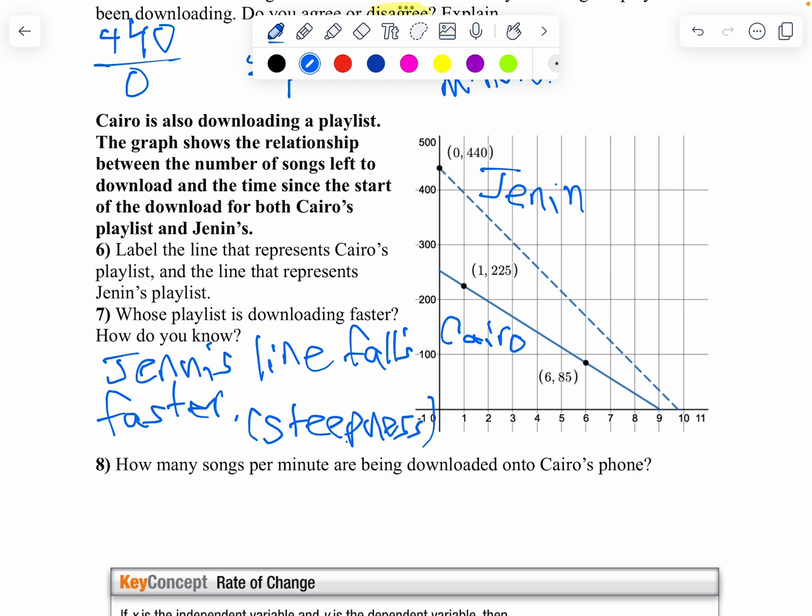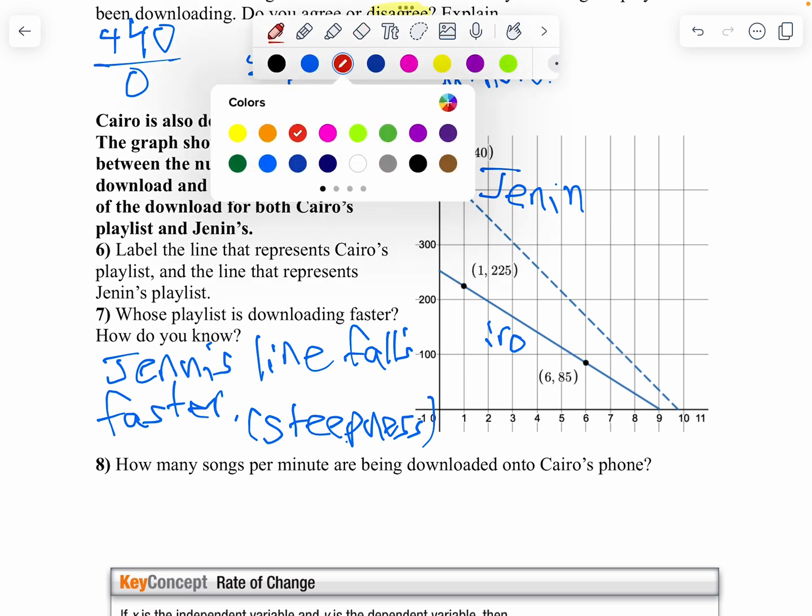Now, how many songs per minute is being downloaded by Cairo's phone? Well, if we look at Cairo's line, first off, let's make a triangle here so we can see that. After 1 minute, he has 225 songs left. After 6 minutes, I didn't draw that very well. I'm going to redraw that. That made it kind of hard to see there. Okay, so let's try that again. I want to have these match up.